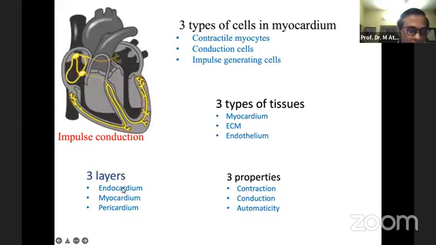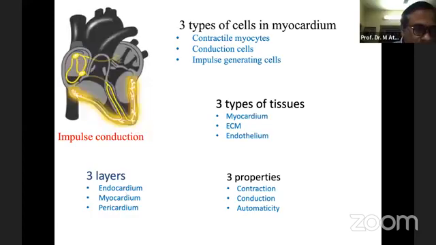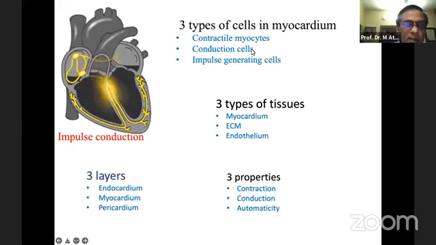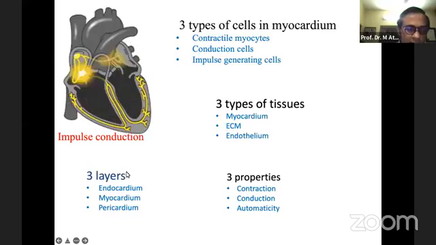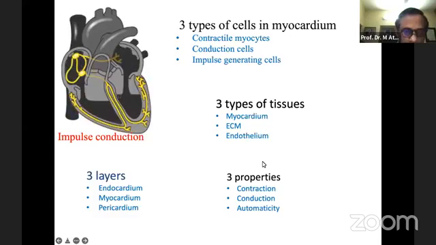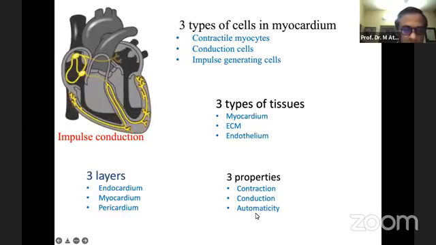These are the terms frequently used describing the different aspects of the ECGs. So these terms are actually related to the ECG: 3 types of cells, 3 types of tissues, and 3 layers of the heart. And all these are related with the three important properties of the heart. There is contraction, conduction, and automaticity. These are the special, unique properties of the heart.